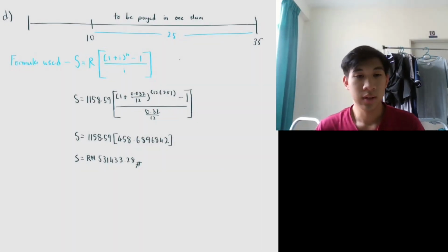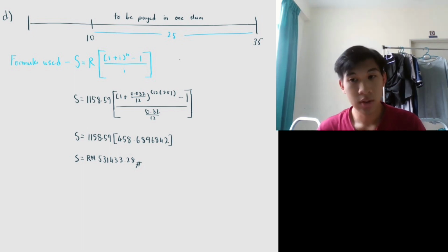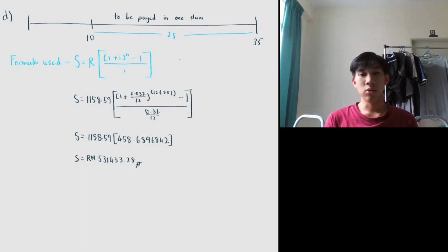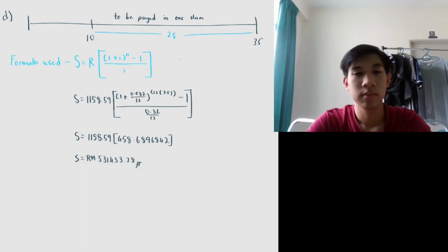In question 1D, Kevin plans to pay off the remaining balance of the loan in one lump after making payments for 10 years. The formula used for question 1D is the future value of annuity. It is used because Kevin wants to pay the sum of future values. For the substitution of the information into the equation, it's fairly similar to the rest of the questions.